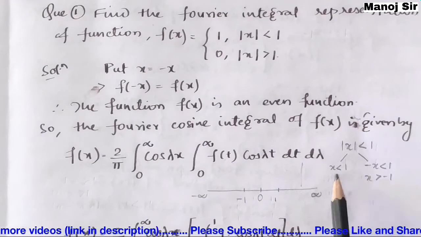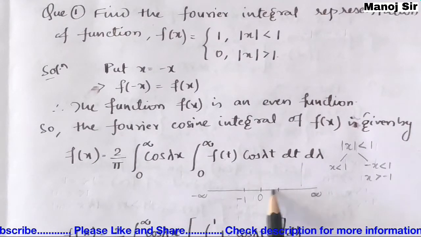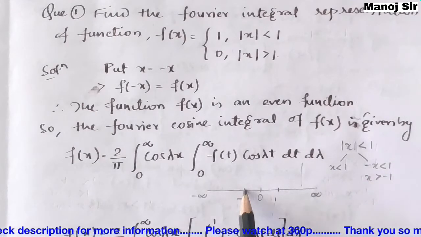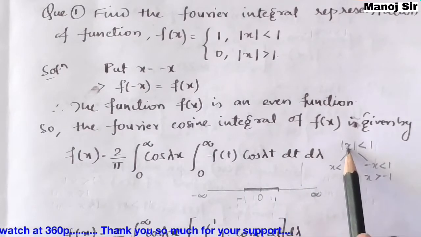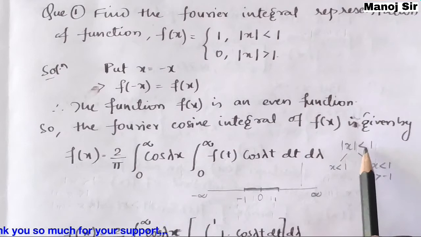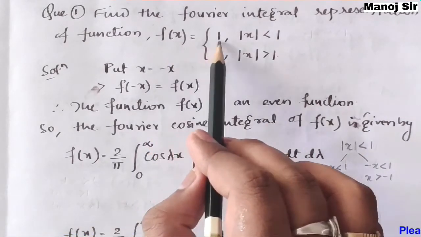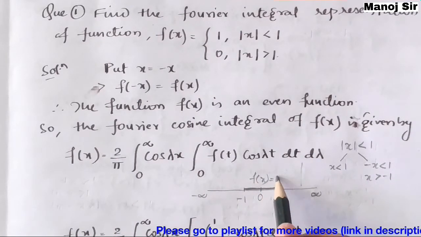Okay, so here x is less than 1, so from 1 to here. And here we have x more than minus 1, so this zone, that is mod of x less than 1, means this zone. And for this zone the function f of x is what? 1. So f of x is 1.